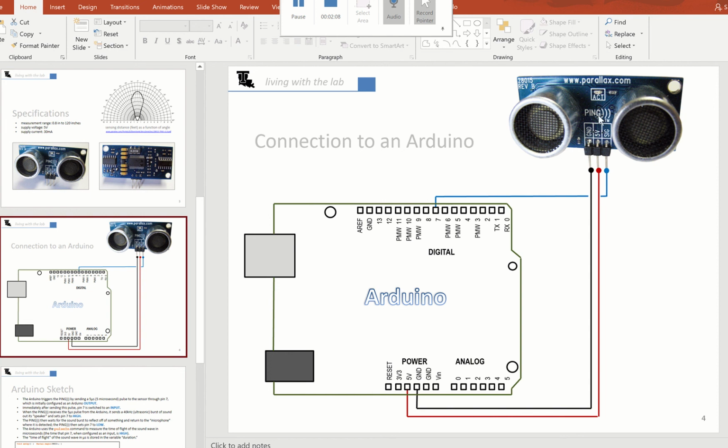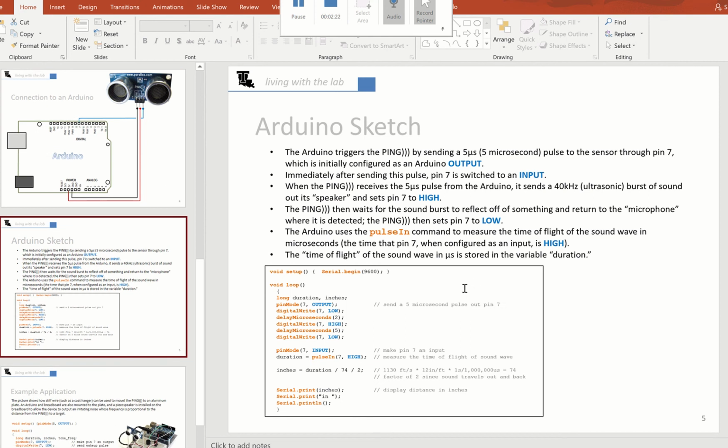And this is what the ultrasonic sensor looks like. It's a pin sensor with three terminals: ground, 5 volts, and the signal. The signal here is connected to pin 7 for this particular diagram, but it can be anything, right? The sketch might be different, but the principle is the same. It sends, for example, a 5 microsecond pulse through pin 7, and then they receive it back and measure the time of flight. So this is what we are going to do for the ultrasonic sensor.